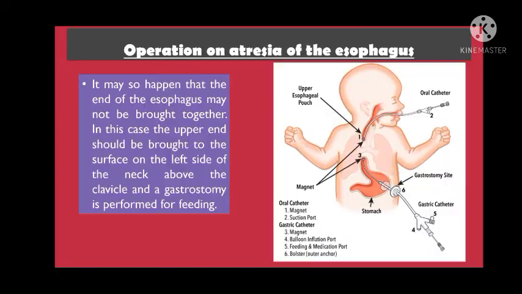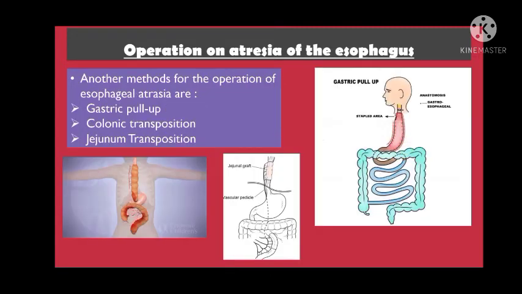It may so happen that the ends of the esophagus may not be brought together. In this case, the upper end should be brought to the surface on the left side of the neck above the clavicle, and a gastrostomy is performed for feeding. Other methods for operation of the esophageal atresia are gastric pull-up, colonic transposition, and jejunal transposition. Now, let's watch a video to understand how the colonic transposition works in esophageal atresia.